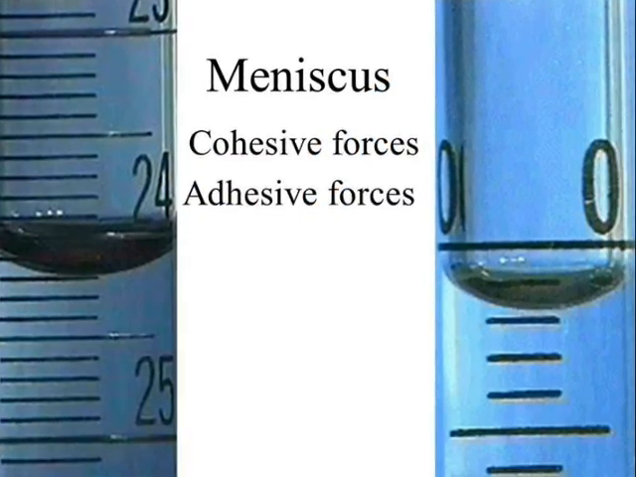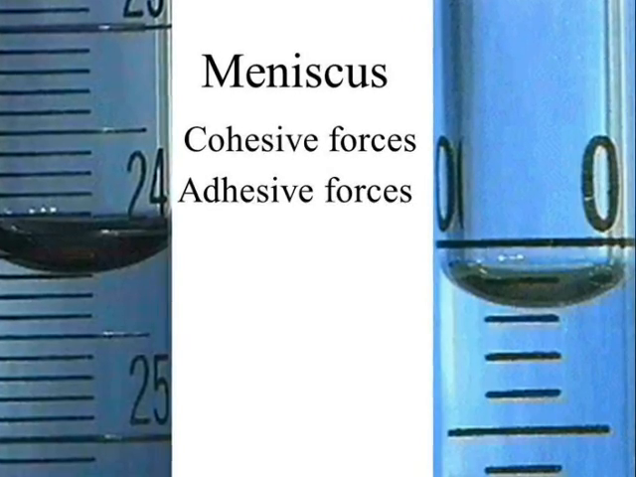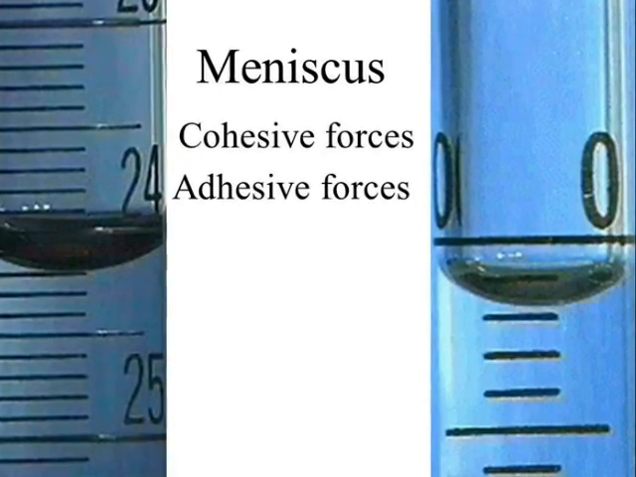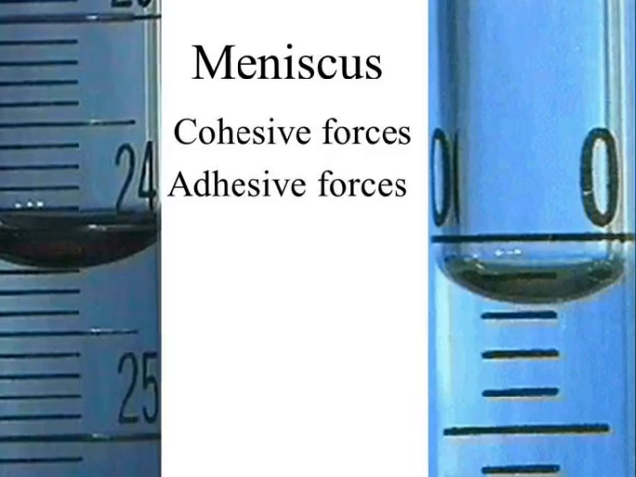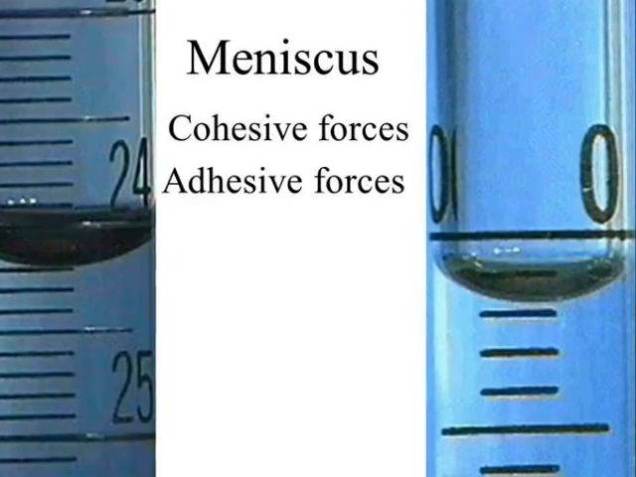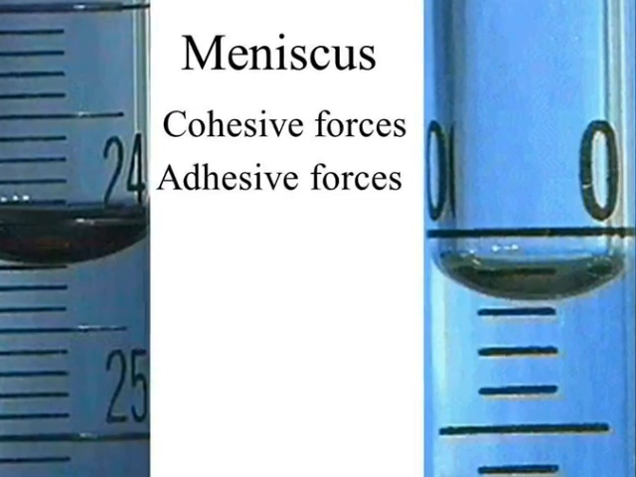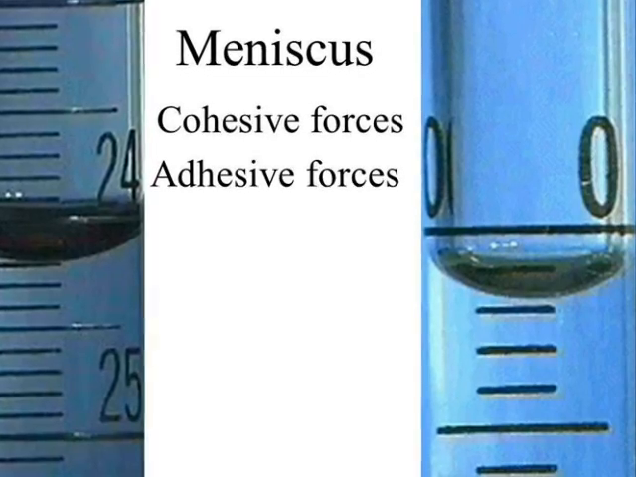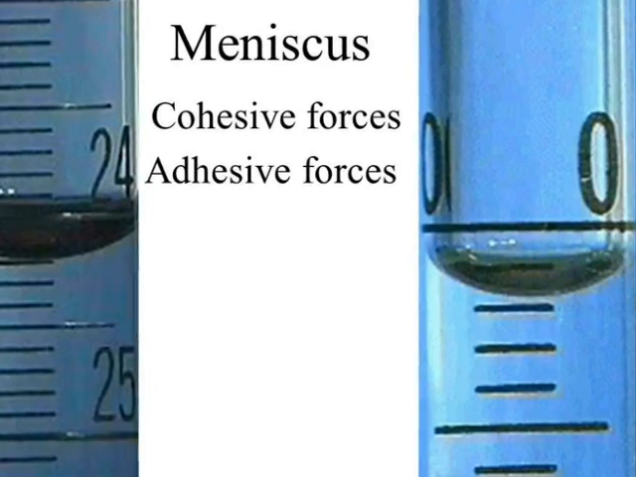Water creates a meniscus in glass graduated cylinders because the water is attracted not only to itself with cohesive forces, but also to the glass with adhesive forces, as glass also can form hydrogen bonds with itself and with water.